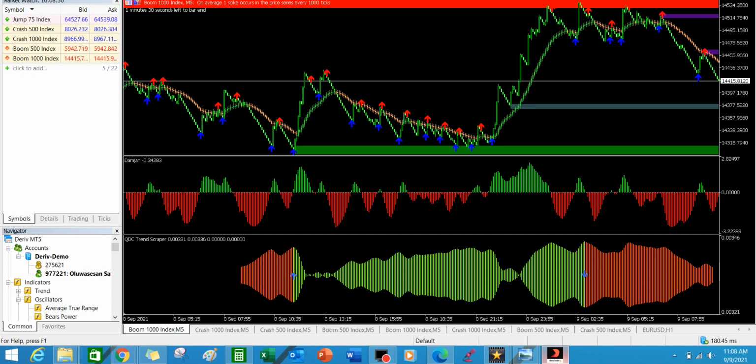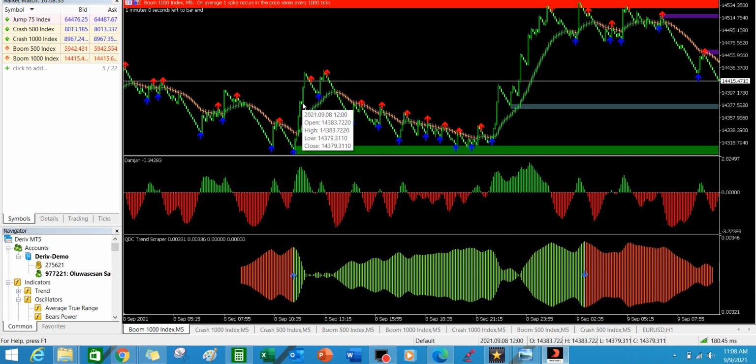The trend is so important in order to trade all these assets successfully, and you need to know the right trend for each of them. If you cannot identify your trend, then you find it difficult to trade any of these assets successfully. So this is how to go about it.